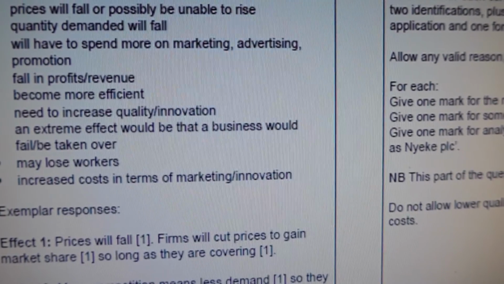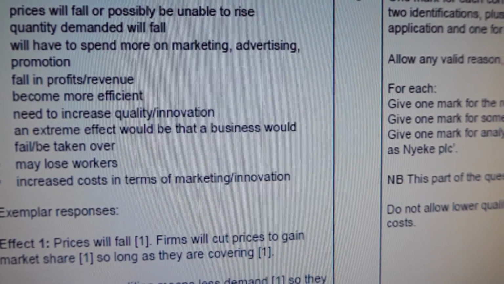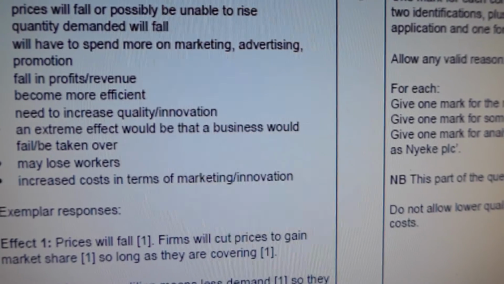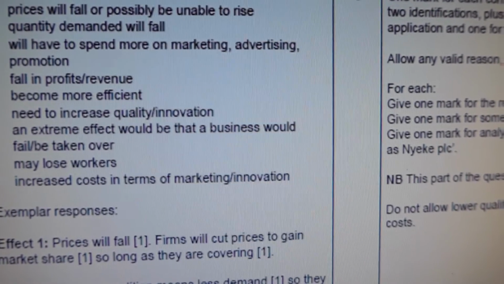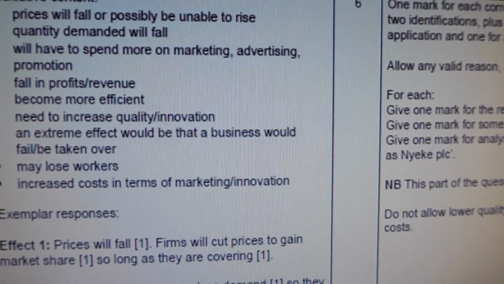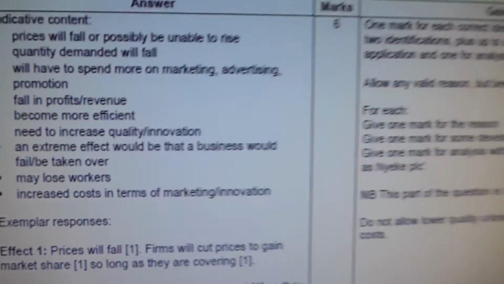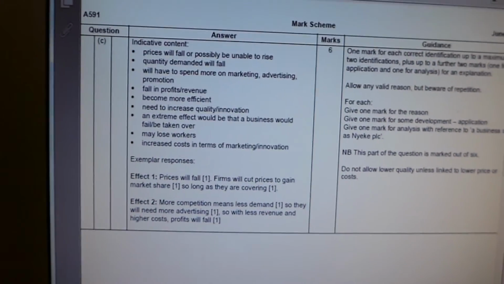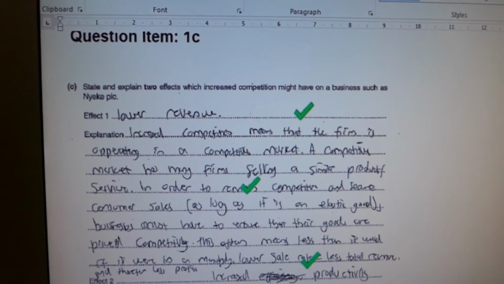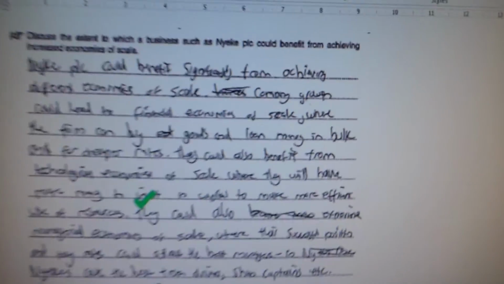An extreme effect would be that a business would fail or be taken over, may lose workers, increase costs in terms of marketing, innovation. So all sorts of different potential answers to that one. So that's 1C. 1D.